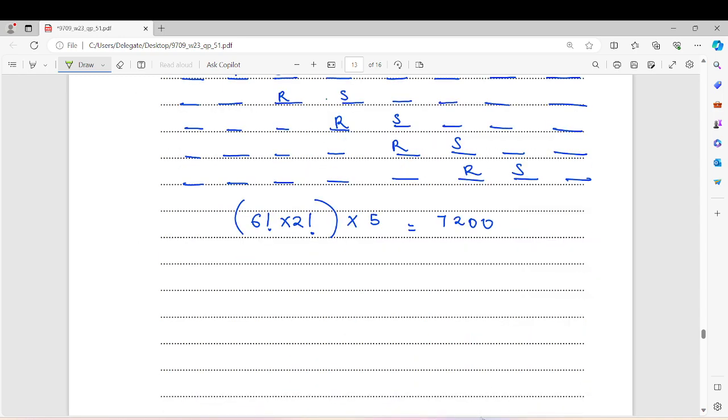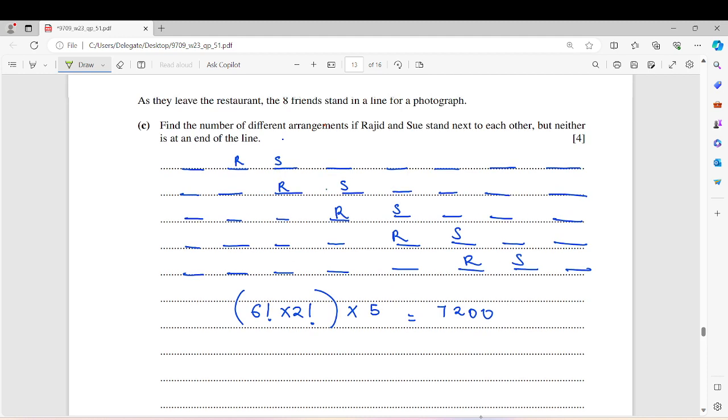And then lastly, as they leave the restaurant, the 8 friends stand in a line for a photograph. Find the number of different arrangements if Rashid and Sue stand next to each other, but neither at the end of the line. So meaning they are together. So you can have, this is the first space they can occupy. So how do we arrange the rest? It is 1, 2, 3, 4, 5, 6, meaning the rest can be arranged in 6 factorial ways.